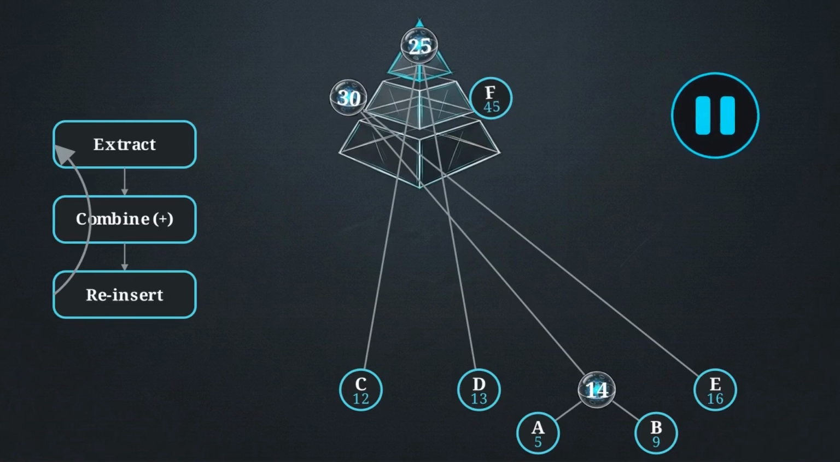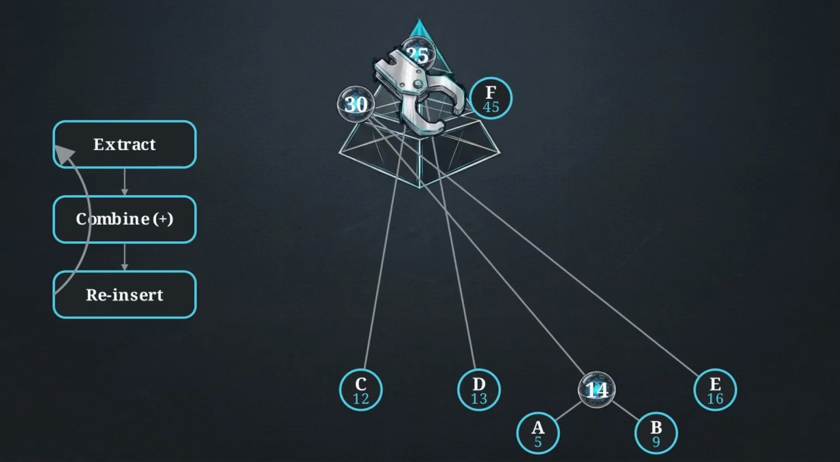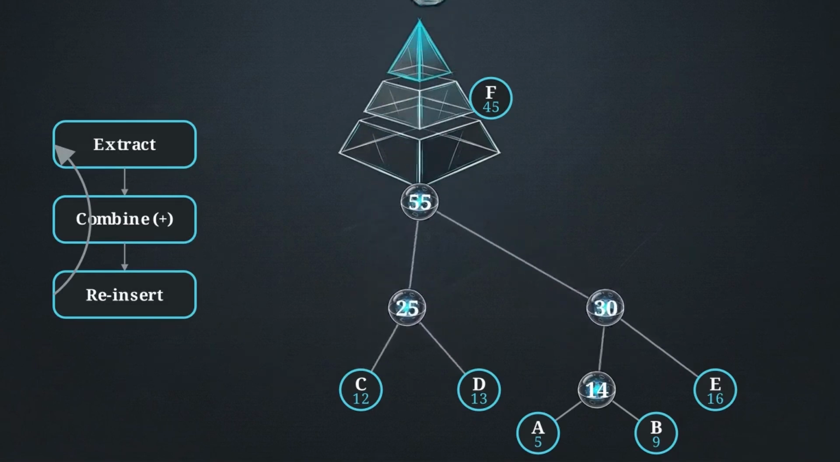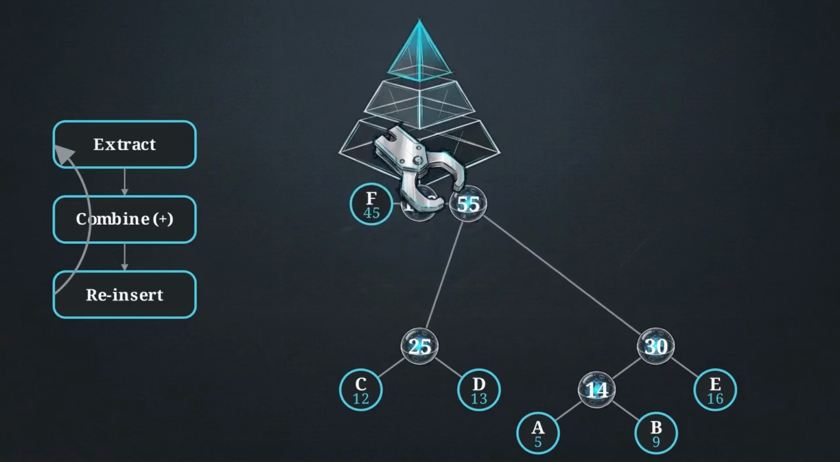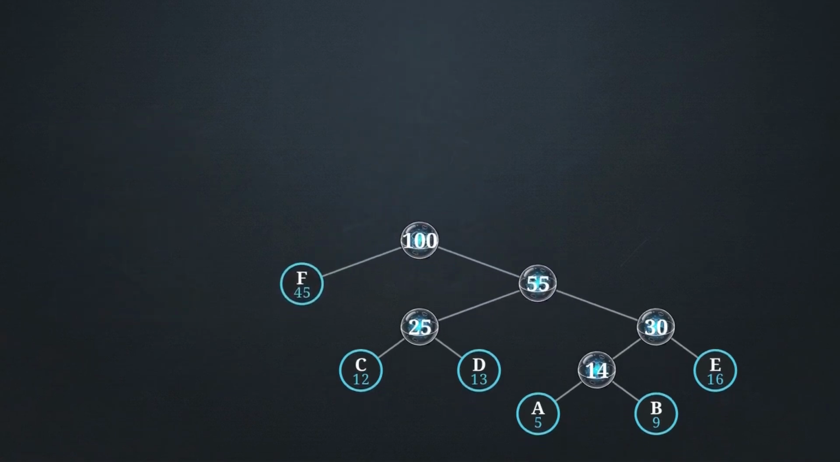Let's check your progress. Pause the video here and look closely at the final three nodes remaining in the heap. Identify exactly which two nodes will merge next. Then calculate what the final total frequency of the root node will be.